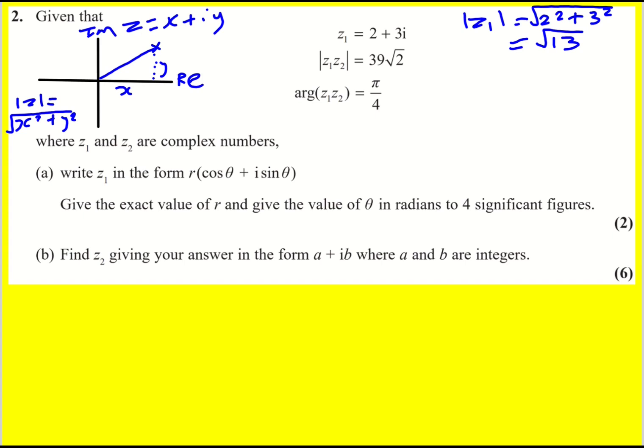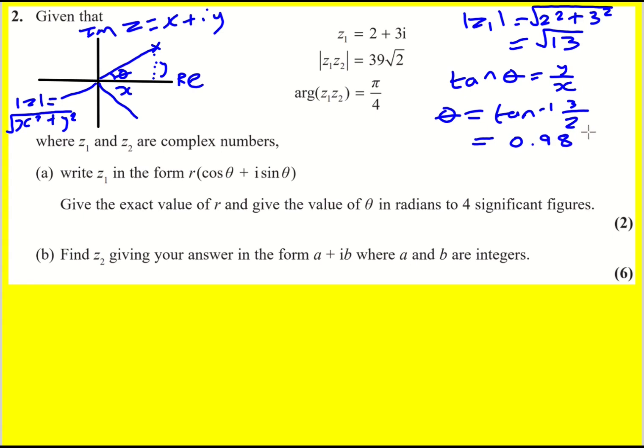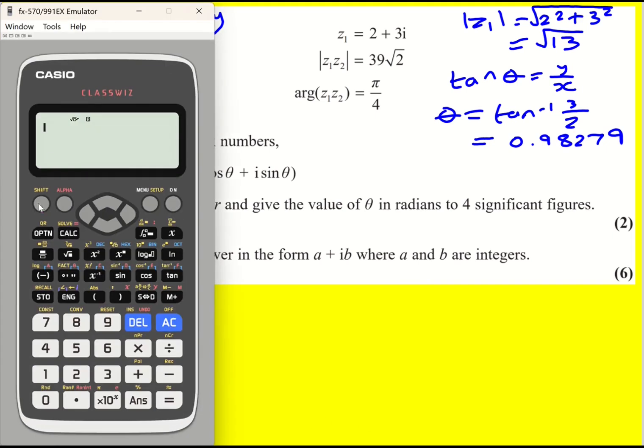Now for the argument. I can say that tan of theta is equal to y over x. And this still applies whether it's down here or over here. In fact, it's in the first quadrant here, but you can still use it. You just have to put in a negative for y or x, depending on what you have. So tan theta is y over x, and that means theta is going to be inverse tan of 3 over 2. And that ends up being 0.98279.